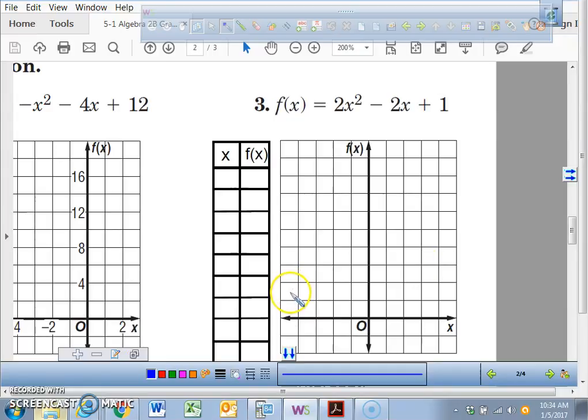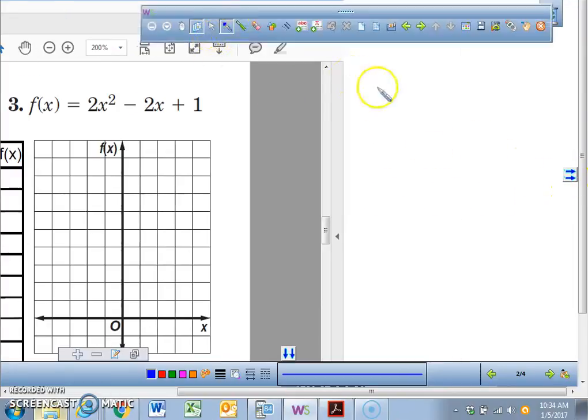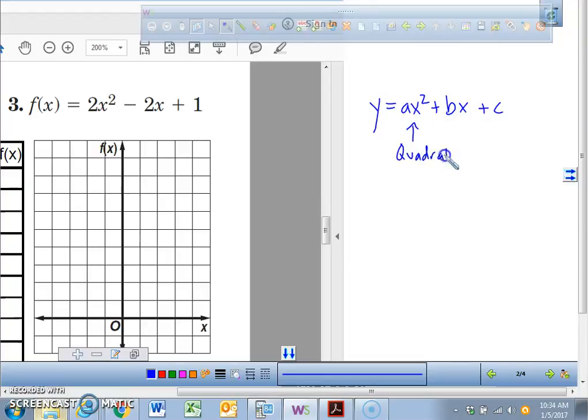Ax squared is your quadratic term. Bx is your linear term, and c is your constant. So I'll write that down right here. This right here is your quadratic term. This one right here is your linear term. And this right here is the constant that comes at the very end. And what's your constant always going to be at the end? It's always going to be your y-intercept.